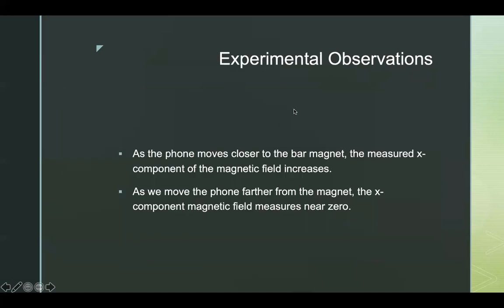So, experimental observation. As the phone moves closer to the bar magnet, the measured x component of the bar magnet's magnetic field increases. And as we move the phone farther away from the magnet, the x component of the bar magnet's magnetic field measures near zero.